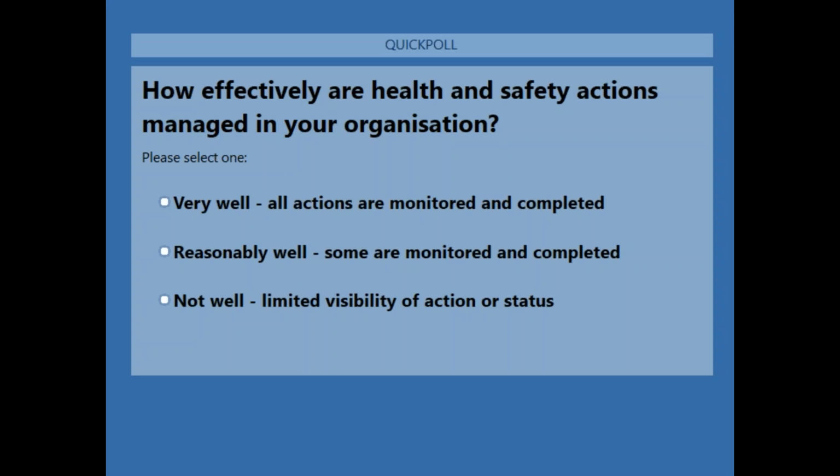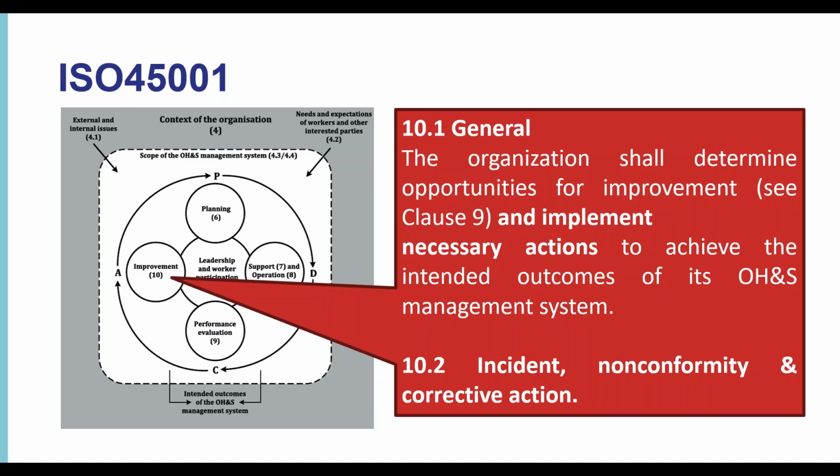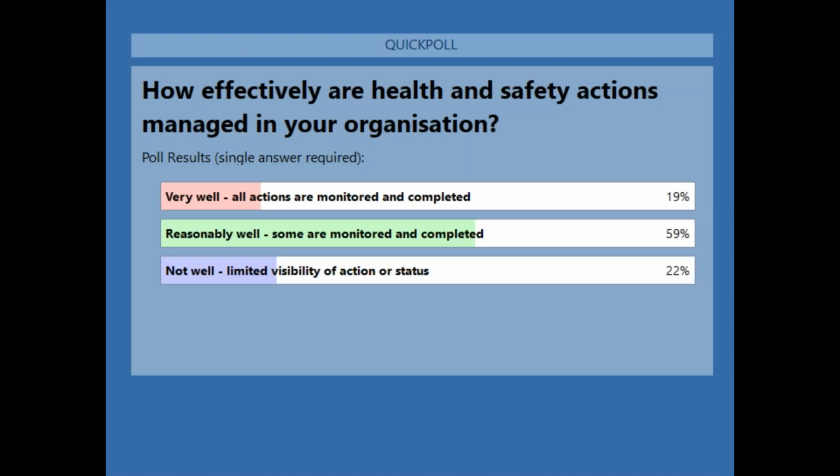That's great. Thanks. Let's see what the results look like. So interestingly, here we've got way out in front with 59% saying that their actions are managed reasonably well, with some being monitored and completed. 22% saying not very well, with limited visibility of the action or their status, and just slightly behind with 19% saying that their actions are managed very well, with all actions being monitored and completed. Is that what you'd expect to see, Chris?